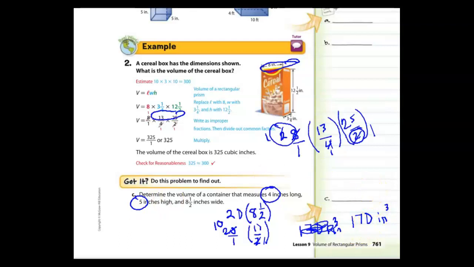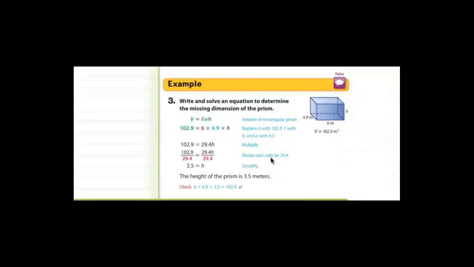Okay, very good. All right, don't forget to look at the last example. And this is very similar to what we've been doing before. They're going to give you the volume, and you have to figure out a missing piece, like either the length or the width or the height. So you need to know the volume is equivalent to the length times the width times the height, or capital B, the area of the base, times height. They're telling you that the volume is 102 and 9/10, and we know what the base dimensions are, the length and the width, but we don't know what the height is.